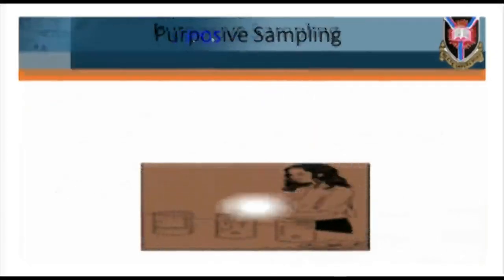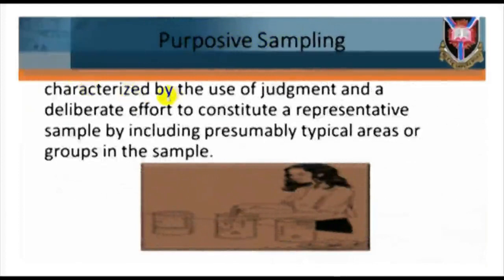C. Purposive sampling. This is characterized by the use of judgment and a deliberate effort to constitute a representative sample by including presumably typical areas or groups in the sample. Thus, the degree of representativeness of the sample depends on the good judgment and luck of the researcher. However, results from such a sample may not be an accurate reflection of the population characteristics.